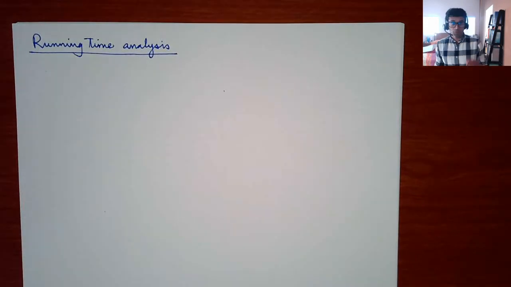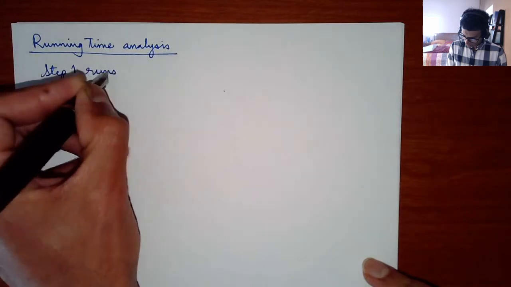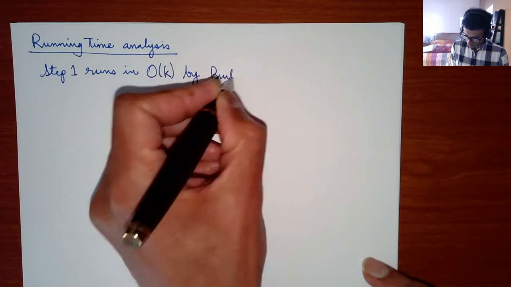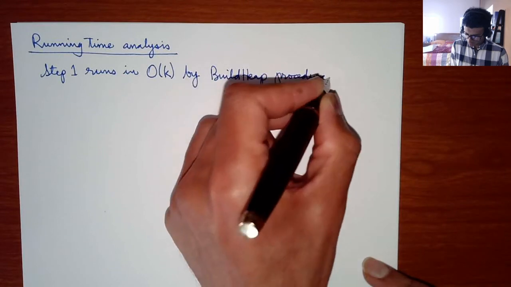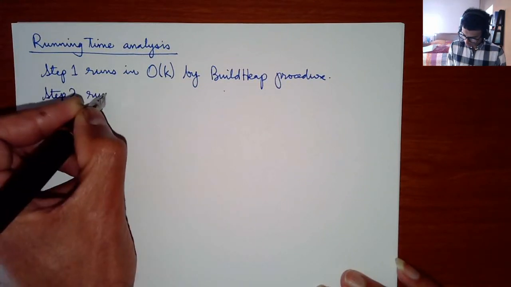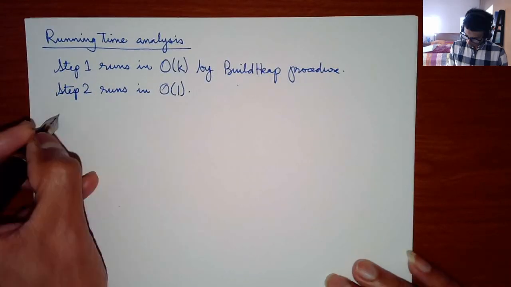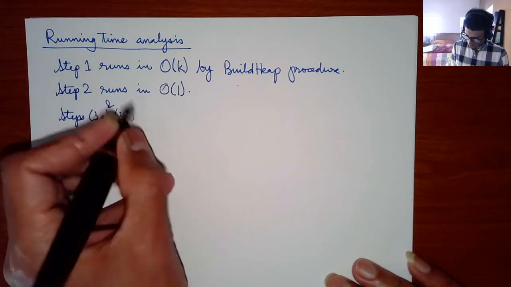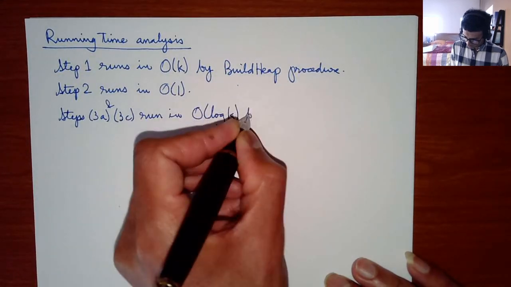So it's very useful to do it step by step. You say, okay, step 1 runs in O of k by the build heap procedure. This is standard, so you just say that's what it takes. Step 2 runs in O of 1. Steps 3a and 3c run in O of log k by the min heap properties.